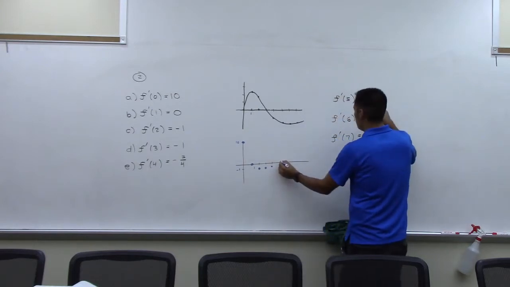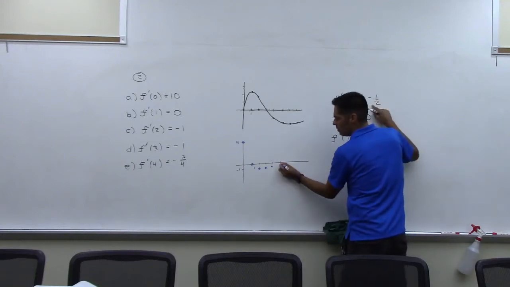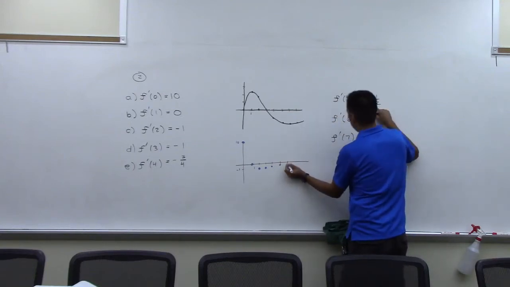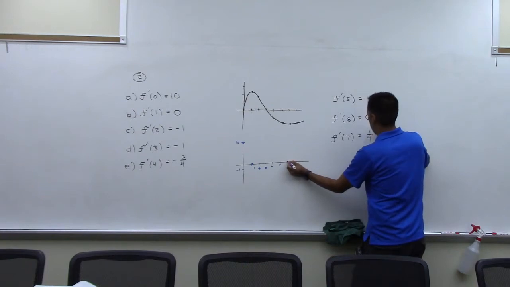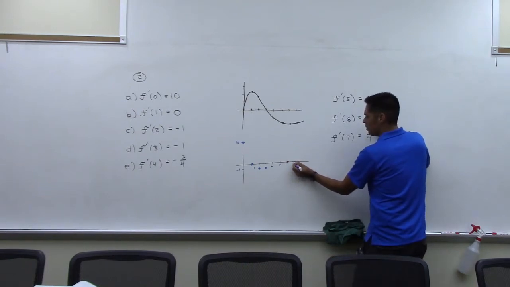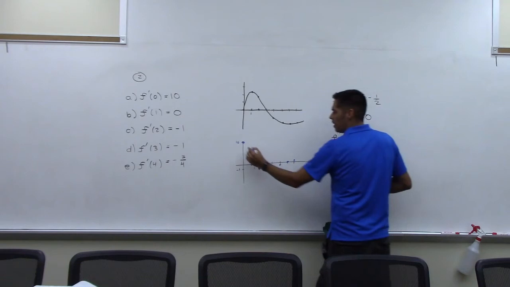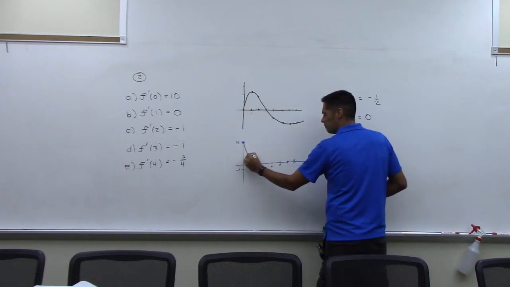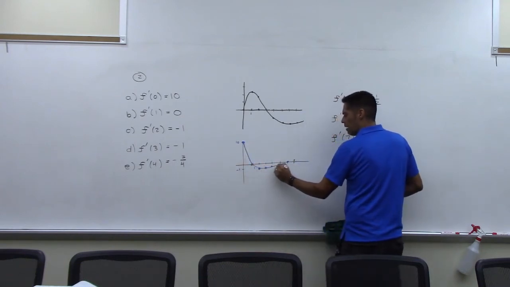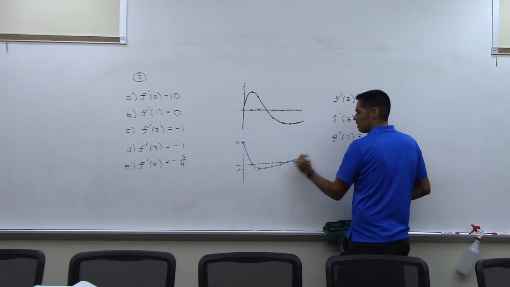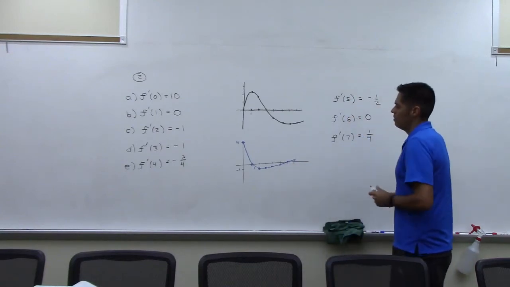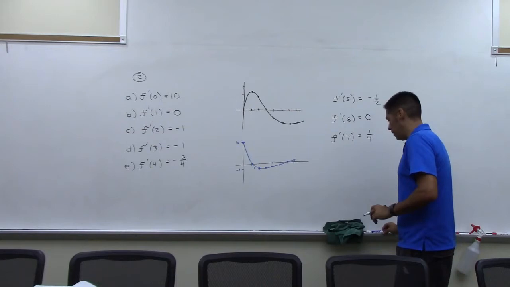At 5, we're at negative 1/2, so it came up a little bit more. At 6, we're at 0. And at 7, we're at 1/4, which is about right here. Now, if we connect these together, the graph looks something like this, okay? So that is the graph of the derivative.